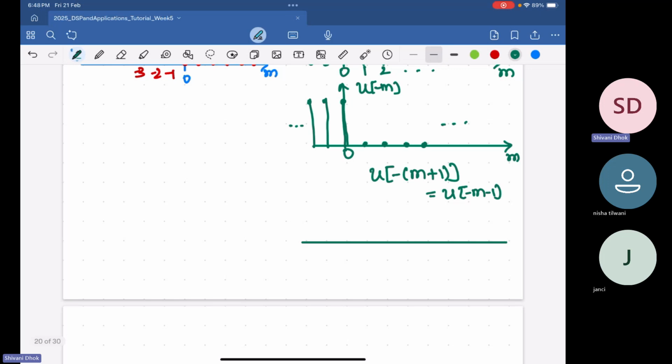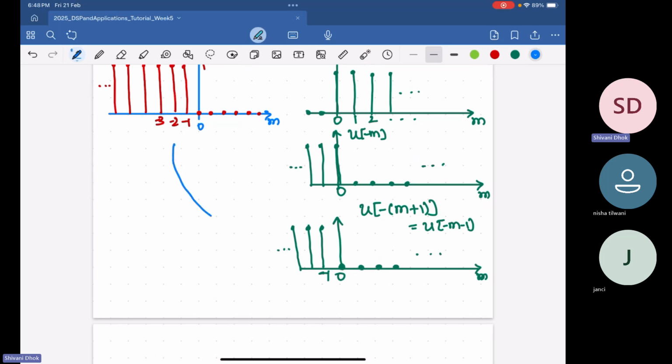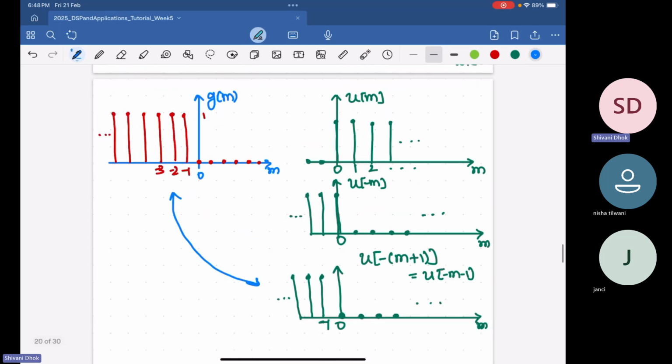So now what we will get is, we have m here, this is 0, we have 0 everywhere on the positive side, and 1 only for the negative values, and so on. So this is exactly the same. From this, what we observe is that this g of m is simply u of minus m minus 1.